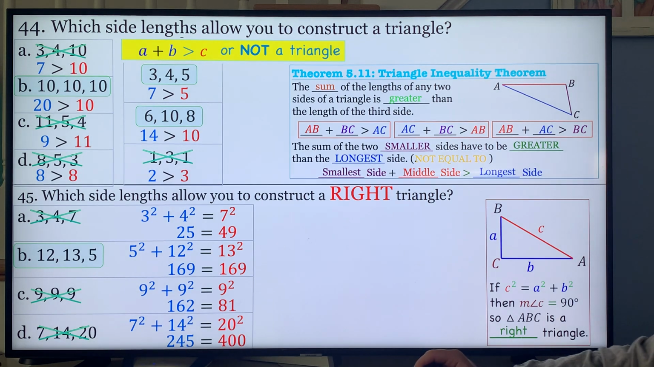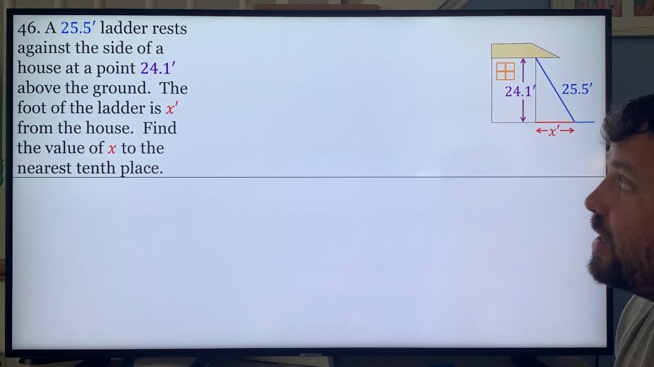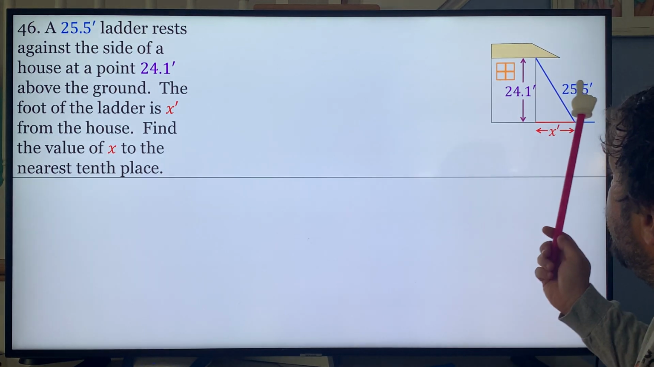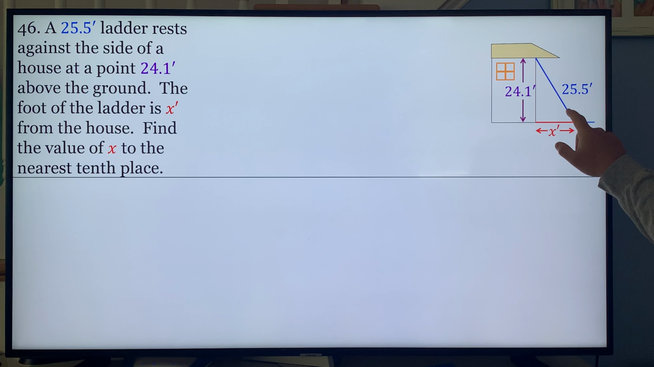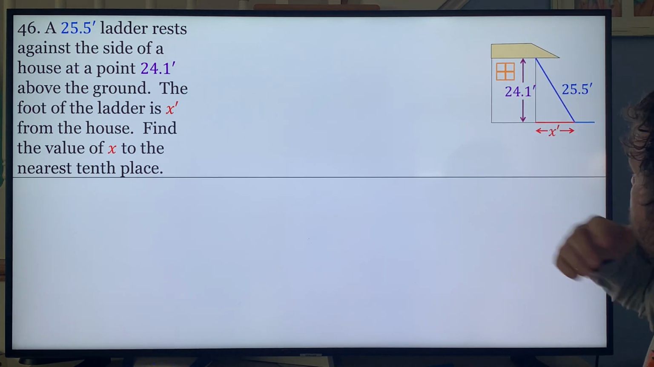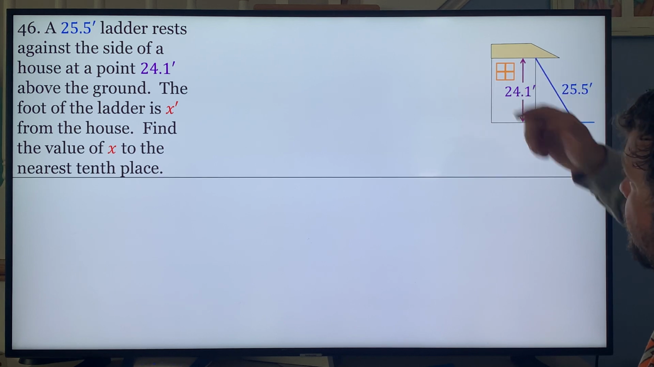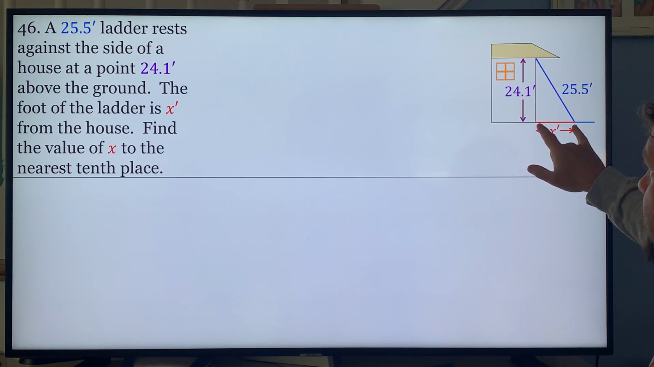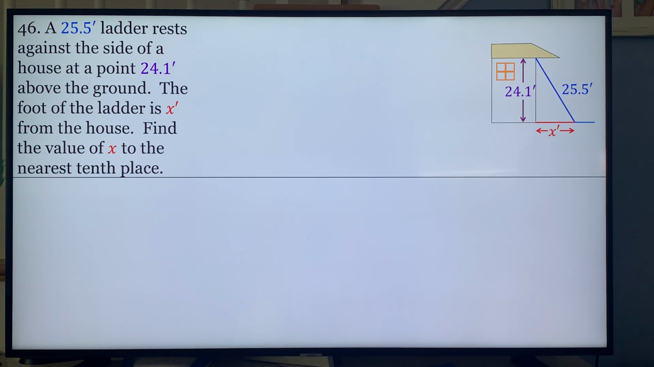Oh, leave that there for a second. And let's get through the last slide here. Ready for Pythagorean Theorem? A 25.5-foot ladder. There's my ladder. It rests against the side of a house, like the pretty little house I drew, at a point that is 24.1 feet above the ground. The foot of the ladder is x feet away from the house. Find the value of x to the nearest tenth.